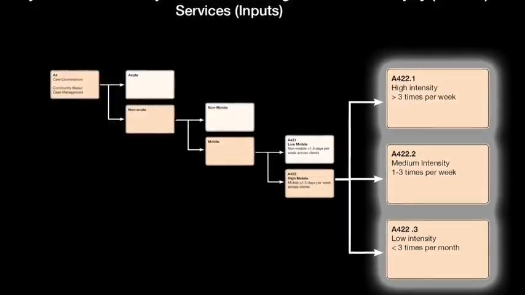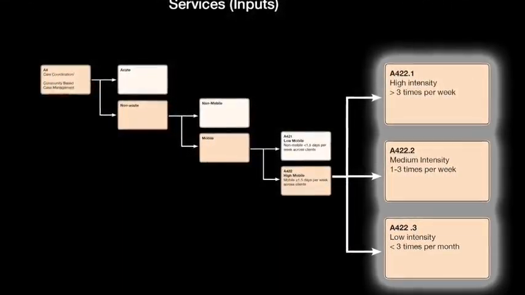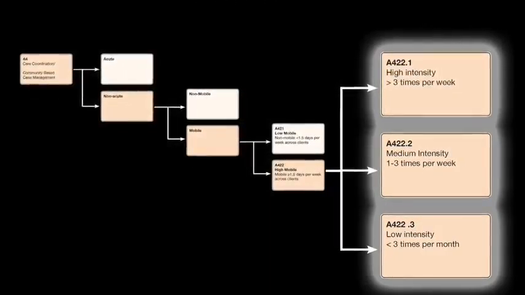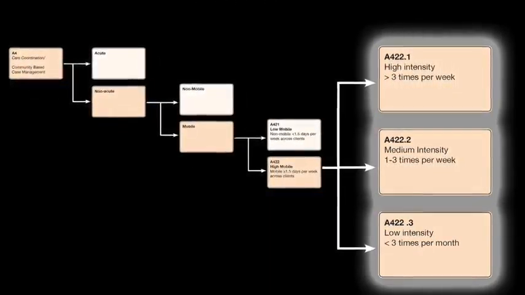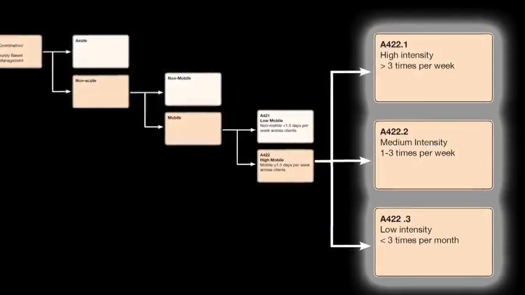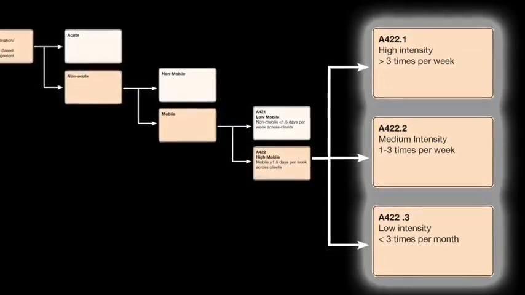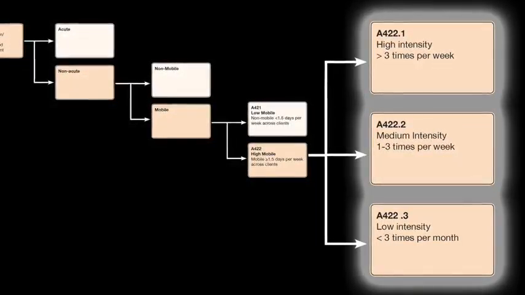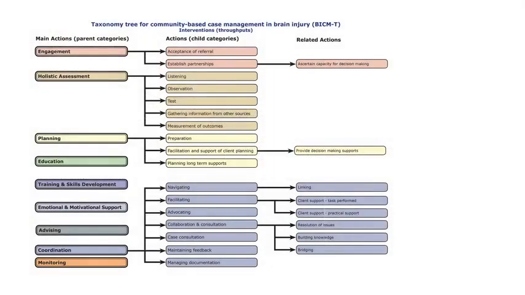So high intensity is more than 3 actions per week per client. Medium intensity is between 1 to 3 actions per week per client, and low intensity is less than 3 times per month per client. Now we move on to the intervention tree in the taxonomy, the second tree.